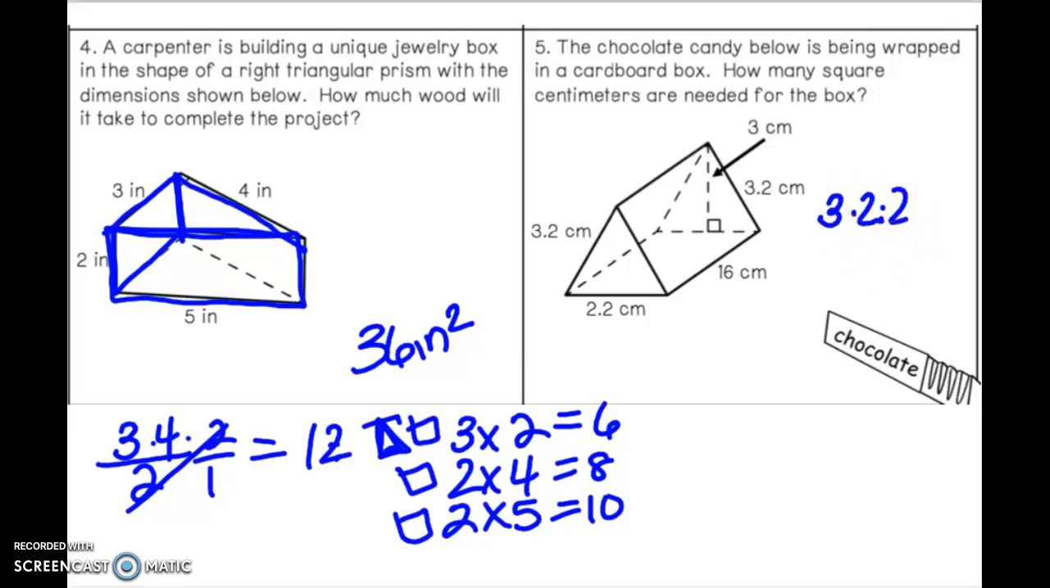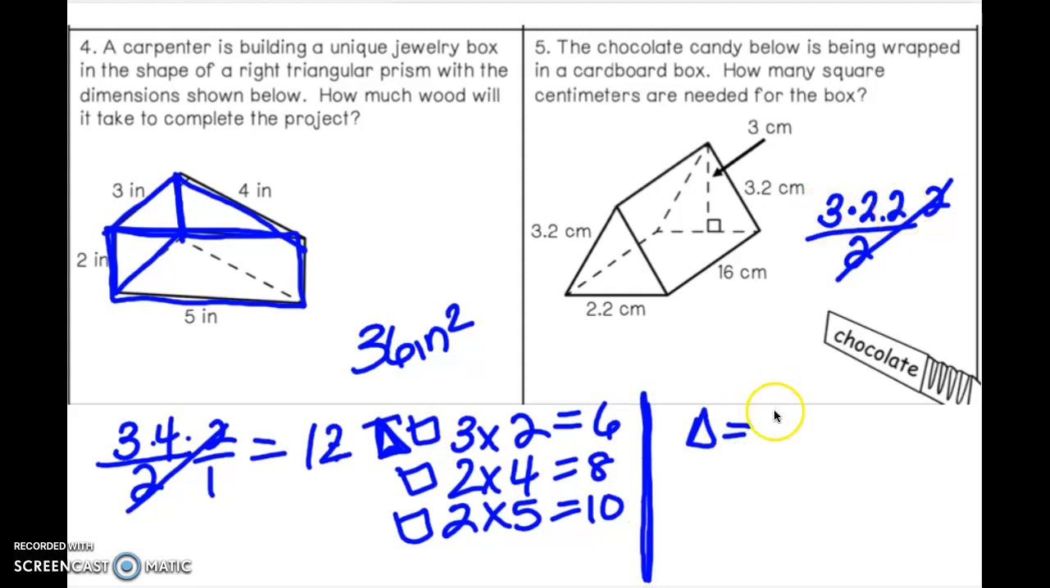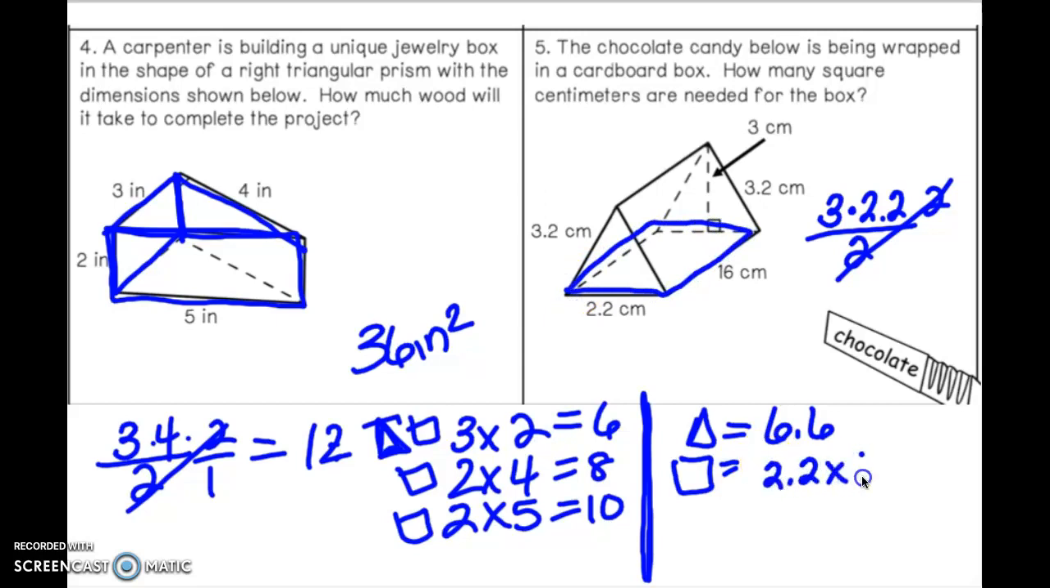Let me erase that because that does not look like a 2.2. So it's 3 times 2.2 divided by 2 times 2. So our 2 triangular ends, I'm going to put a line right here, equal, well, 3 times 2.2 is 6.6. So our 2 bases. Then our first rectangle on the bottom, we just pick one. This is a 2.2 times 16.